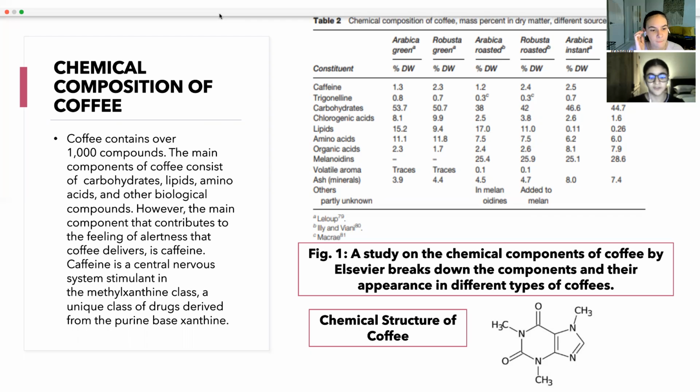Caffeine is a central nervous system stimulant in the methylxanthine class, a unique class of drugs derived from the purine base xanthine. In Figure 1, the chart discusses a study on the chemical components of coffee done by a medical research group from the Netherlands called Elsevier. Their study effectively broke down the percentage that each compound shows up in different types of coffee.